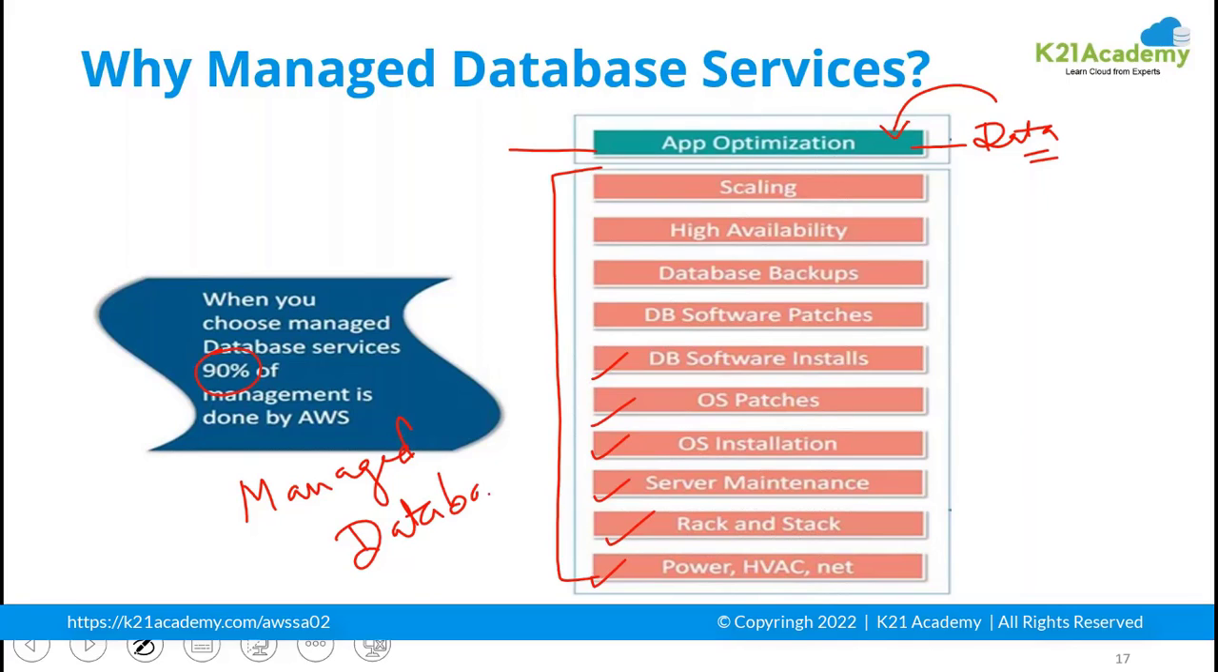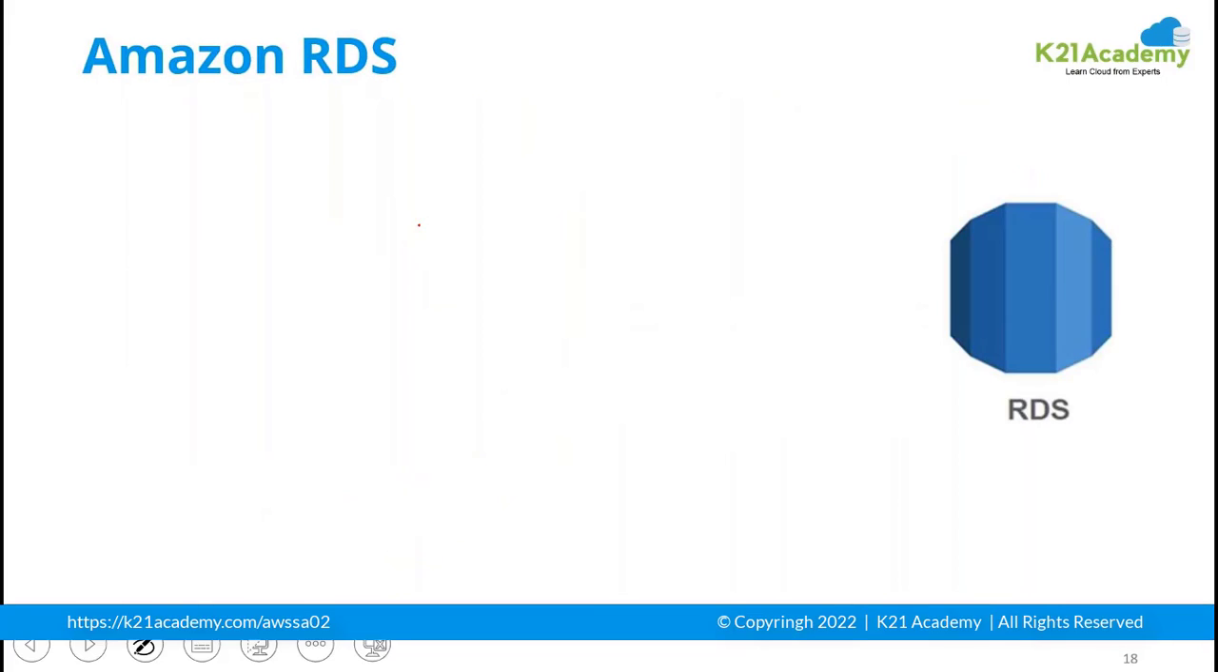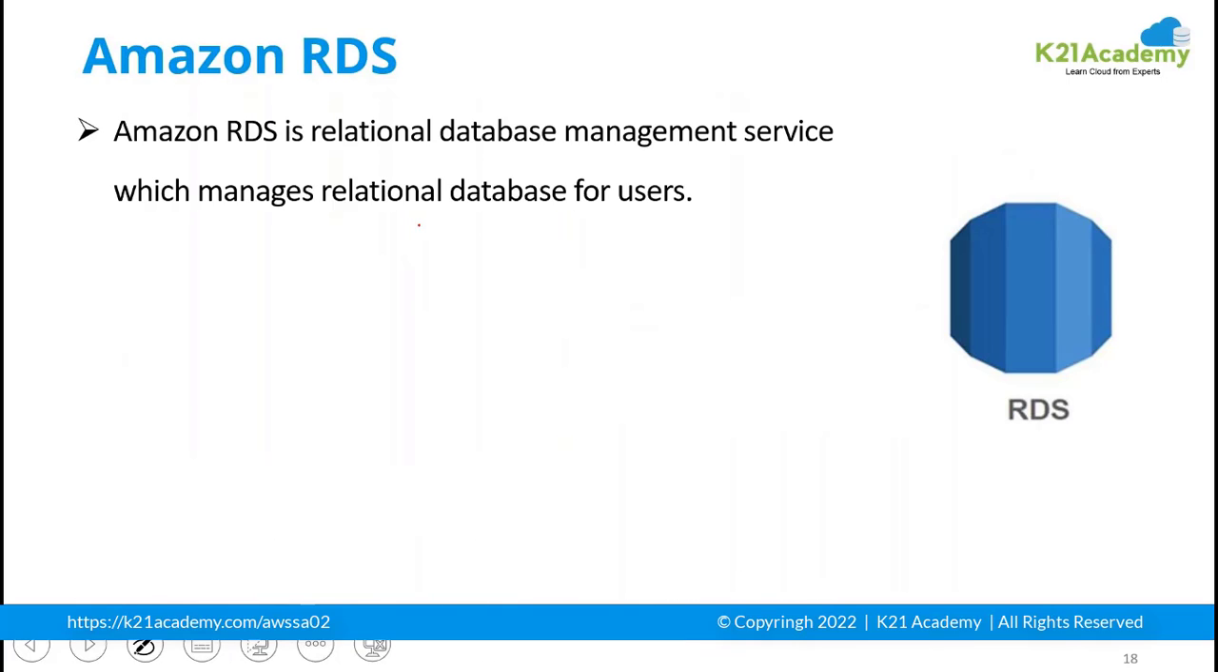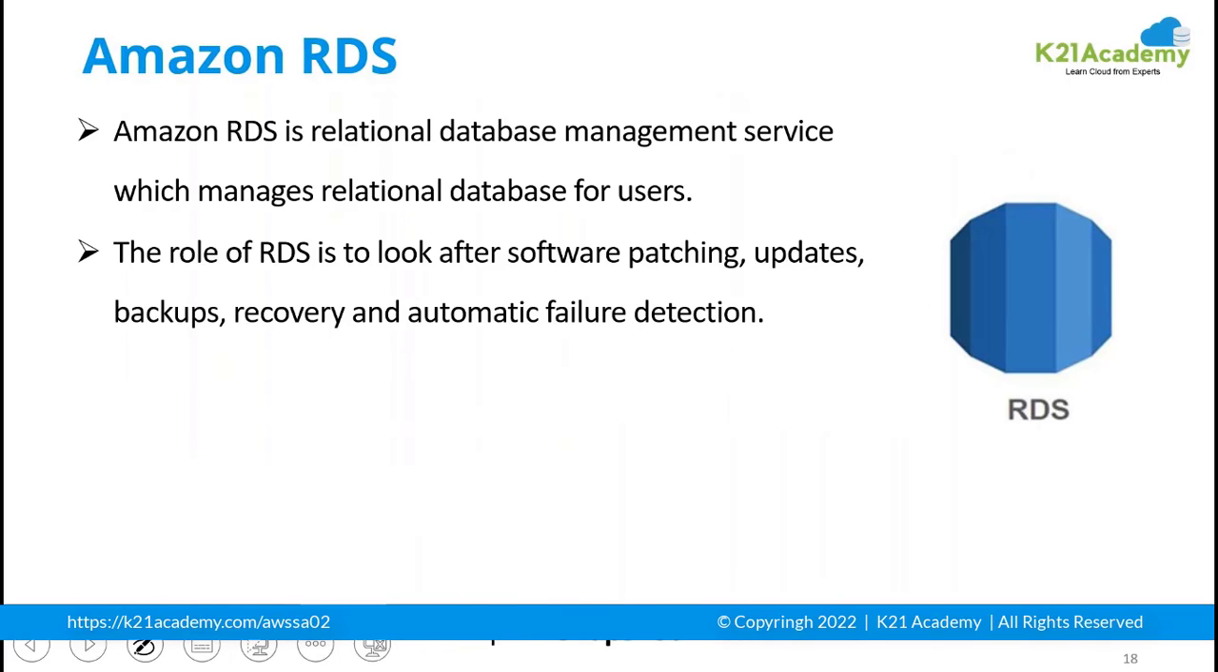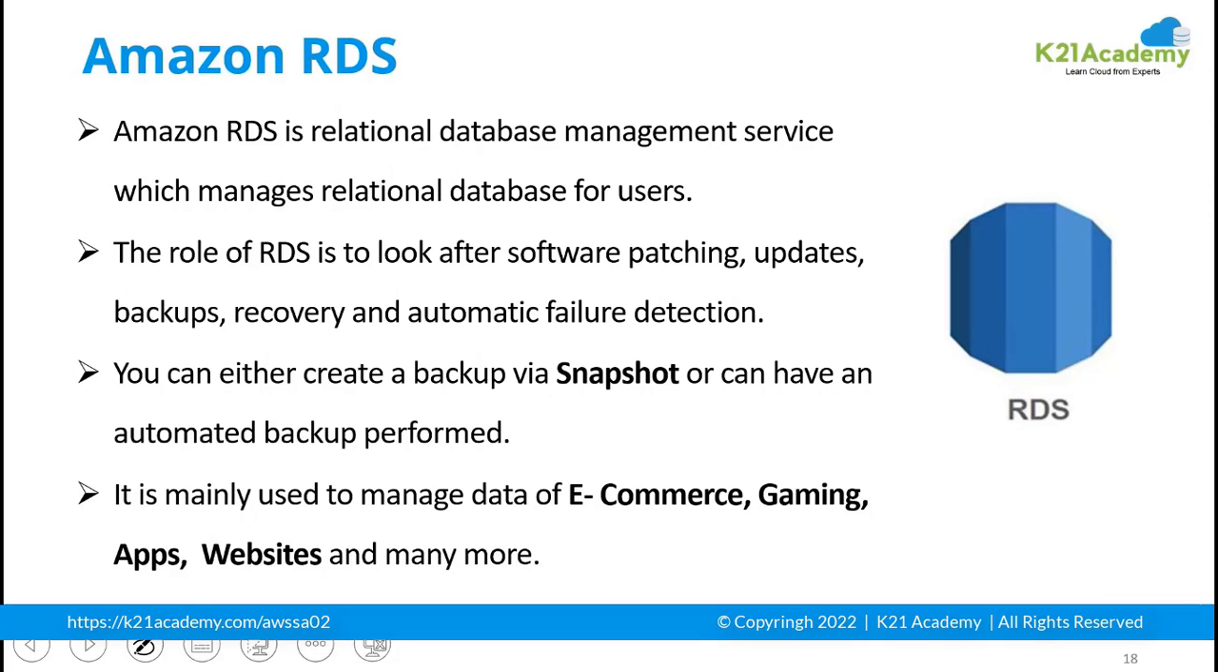When Amazon offers you a managed database service, this service is given to you with the name RDS, Relational Database Service. This particular service is way too easy to deploy and use. I'll tell you, within a few minutes, you will be able to create a database which is highly available, redundant, backed up, auto scaled, and you name it, all the features are available on it.